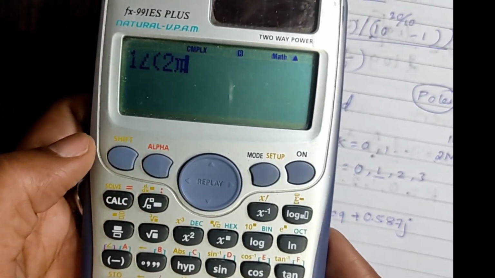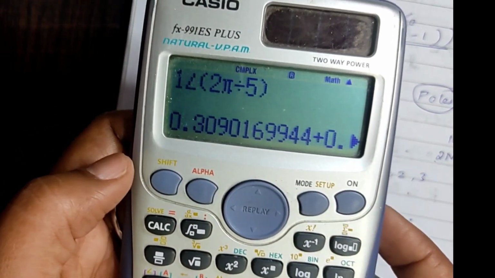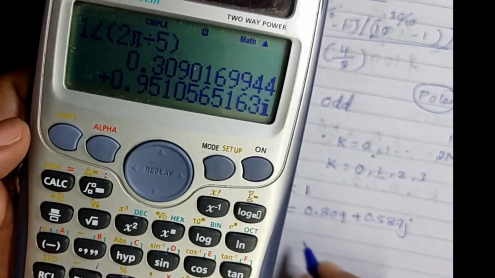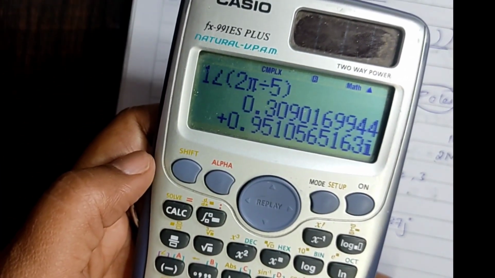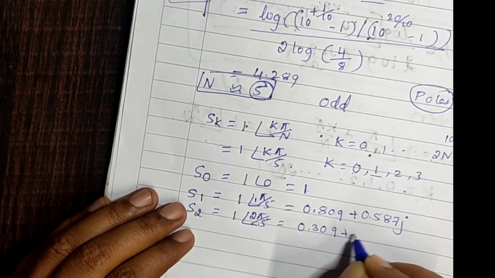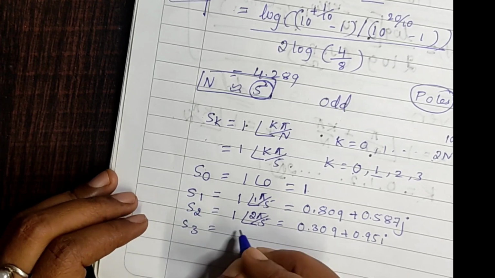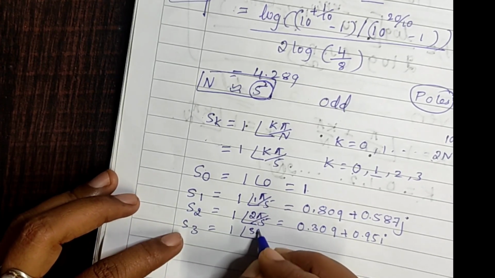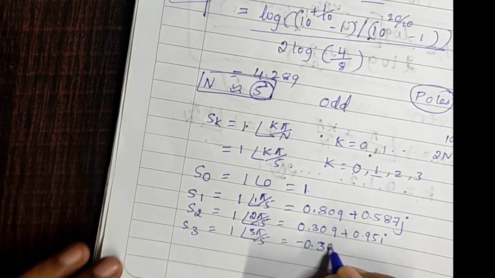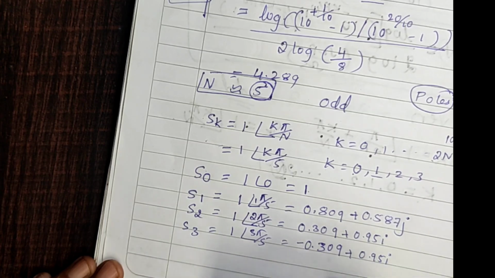2 pi by 5. Let us check what we have got. Press SD, you will get 0.309 plus 0.95 i. Similarly, S3 is equal to, if you do so, 3 pi by 5. Its answer is minus 0.309 plus 0.95 i. J you can take.